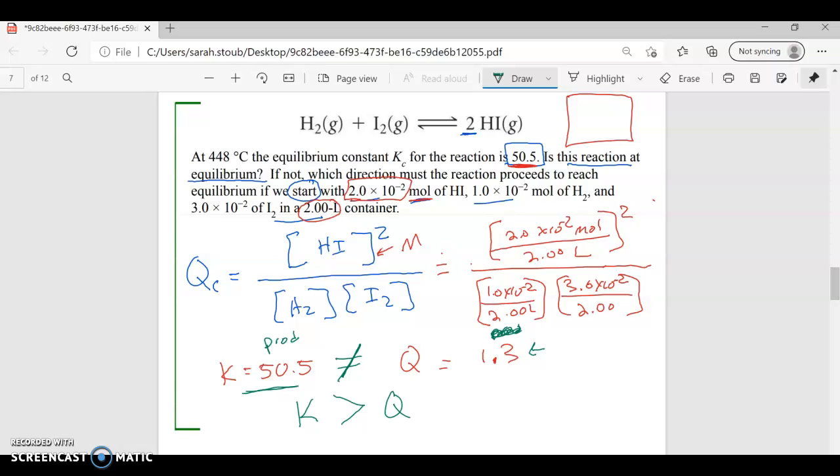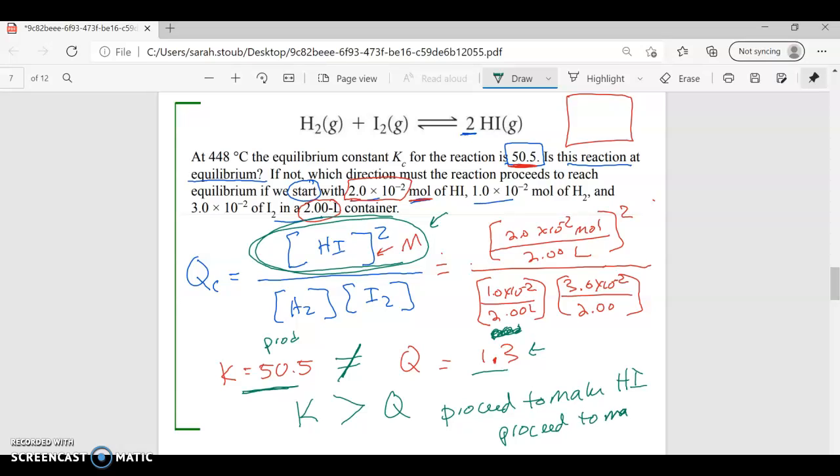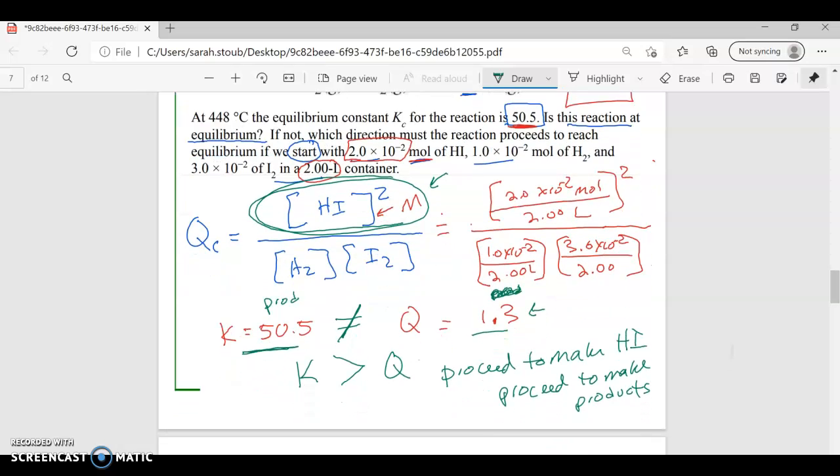In other words, to get my Q, 1.3, closer to my K value, I need to get this upper value on top to be a bigger number. If I can get this value on top to be a bigger number, it'll get closer to that 50 number. So this means it'll proceed to make more of that HI. And HI happens to be a product, so that would say I'm going to proceed to make products in order to get my Q value closer to my K value.